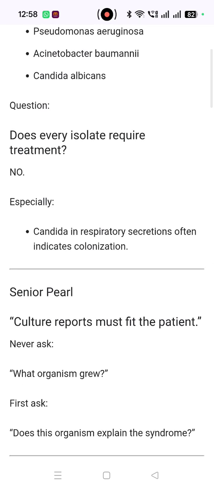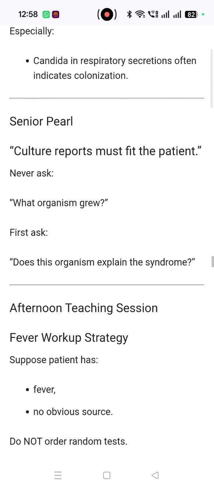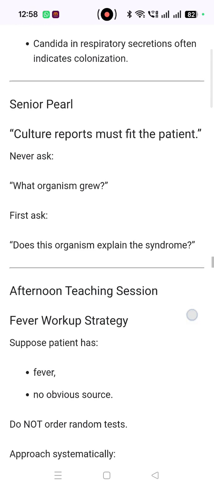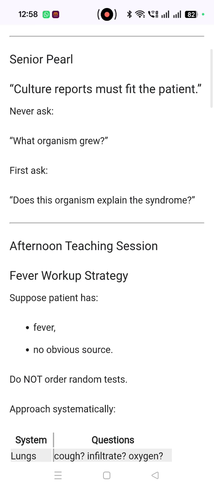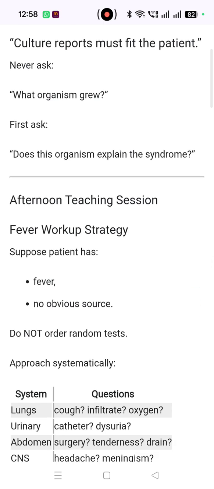Especially Candida in the respiratory secretion often indicates colonization. So, not for the Candida. Now, culture report must fit the patient. So, never ask what organism grew. What you should ask is, does this organism explain the syndrome? If it can cause it, then it is fine. If it cannot, then just avoid.